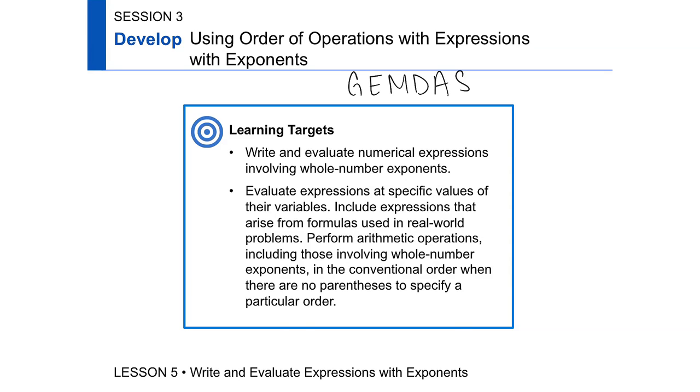The G here stands for groupings. That could either be brackets or parentheses. Here we'll be talking about exponents, so squared, cubed, and so forth, when we talk about powers of numbers. Then we have multiplication and division. These will be done from left to right, whatever one comes first. And then addition and subtraction, left to right, whatever comes first.